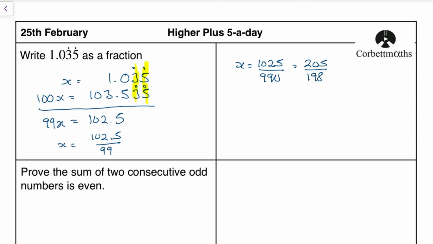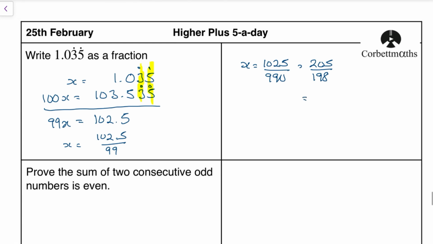Now go back to the question. The question says write as a fraction. It doesn't say mixed number, it doesn't say improper, so actually it doesn't really matter how I write this. I could, I guess, do a mixed number if I wanted to, so it's going to be 1 and 7 198ths, but either of these two will be fine without further information.